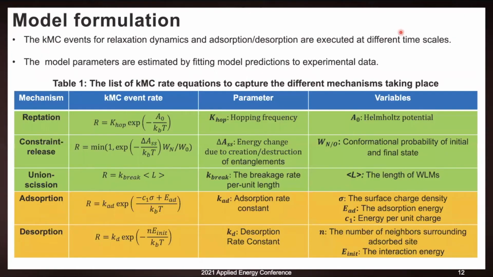Having defined and formulated the phenomenological processes underlying the stress relaxation of WLMs, mathematical expressions for the same are derived, which are highlighted in Table 1. As is highlighted in the table, the model has five crucial parameters, which are estimated by fitting the model predictions with experimental data. Furthermore, the green shaded portion of the table highlights the corresponding event for stress relaxation, while the yellow shaded portions highlight the events for adsorption and desorption respectively.